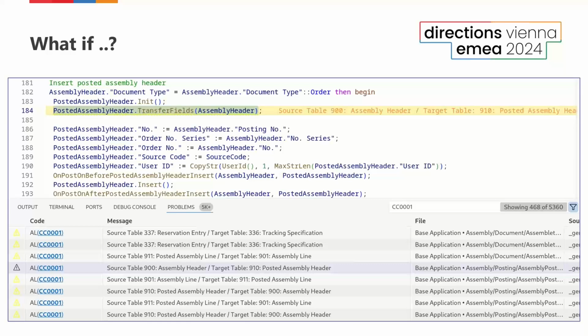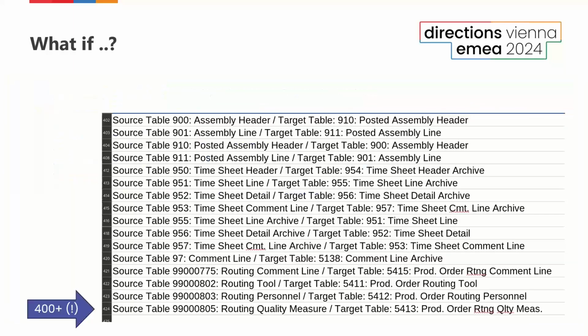In some cases, regex would just work, but in this case, I actually get the table IDs and the exact table names, unrelated to the variable names used, because the compiler gives me that information. And the interesting thing is there are about 420 combinations of tables that are used with transfer fields in the base app. And I was shocked by this number.